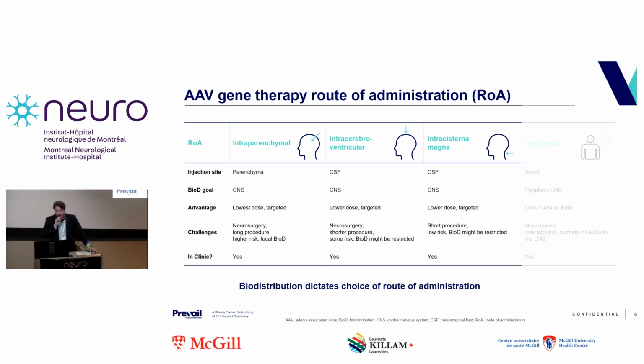Now, I do want to highlight the first three approaches: the intraparenchymal, intracerebroventricular, also ICV, or intracisterna magna, ICM. The injection sites are the parenchyma or the CSF, and the goal of the biodistribution is the central nervous system. The advantage of doing this is that you have a relatively low dose, and it is very targeted because you're going directly into the CNS. The first two, the IPA and the ICV, are neurosurgical procedures. So these are actual surgeries, long procedures, and bear inherent risks.